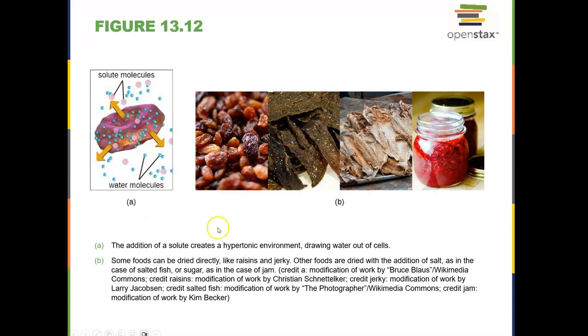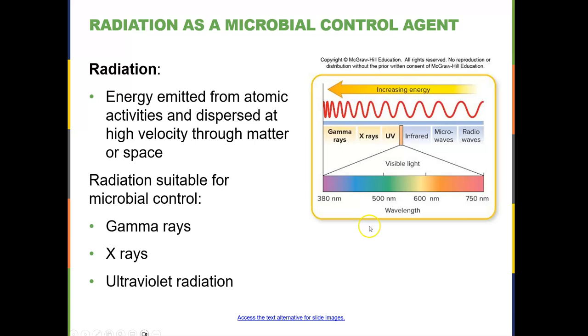So the addition of solutes creates that hypertonic environment, draws the water out of cells. So here we've got raisins and jerky, some dried fish, and then jams and jellies also are a good way of preserving. Radiation as a microbial control agent. So energy emitted from atomic activities and dispersed at high velocity through matter and space. So this is showing the wavelengths of light.